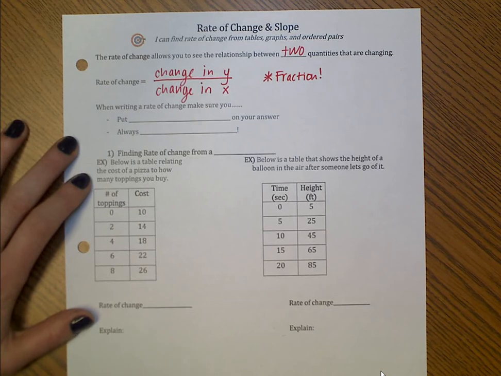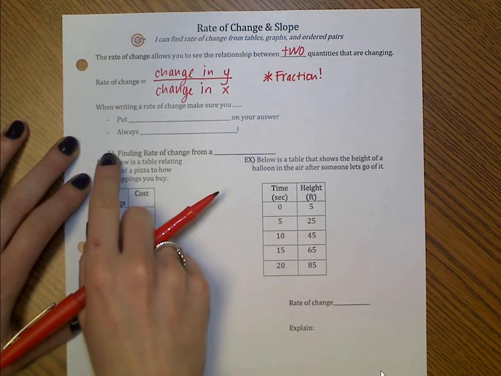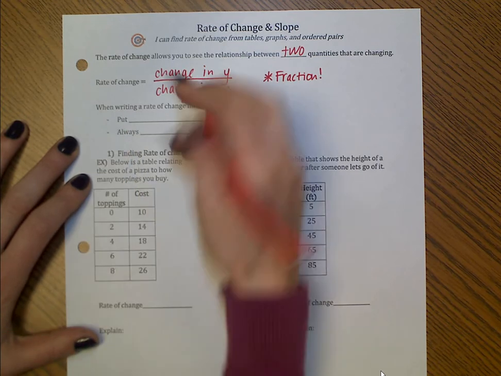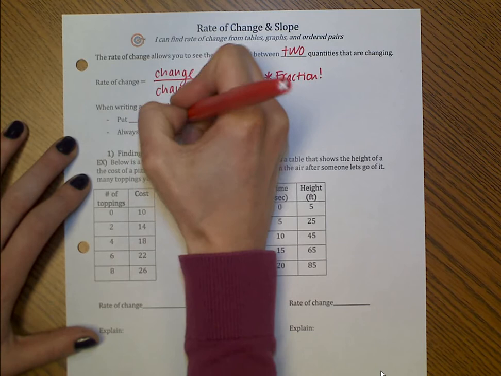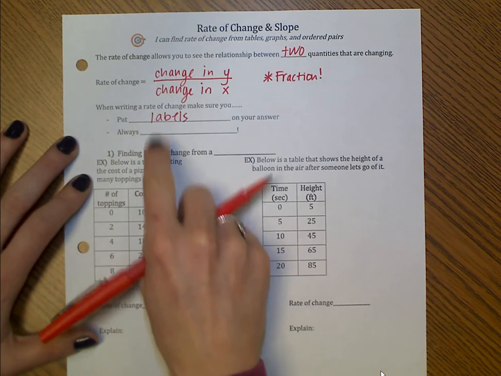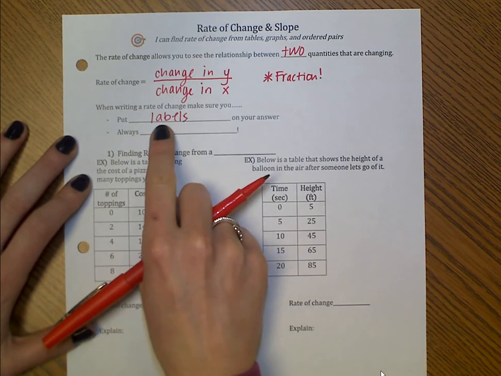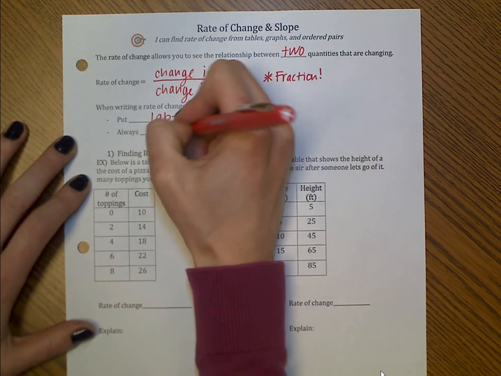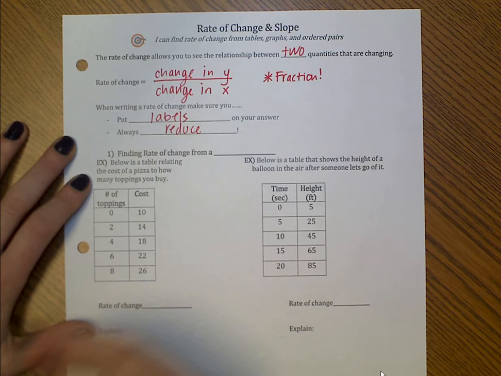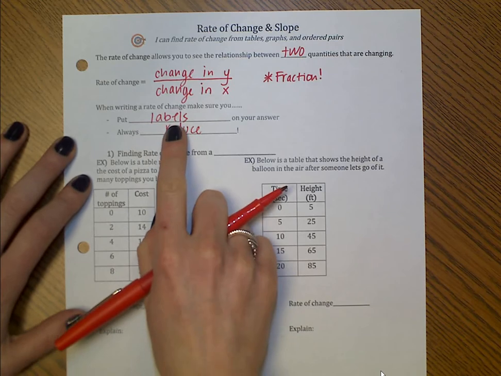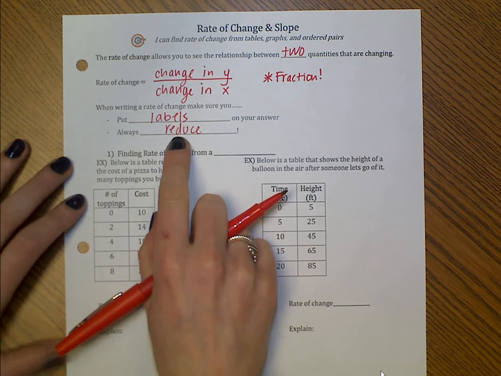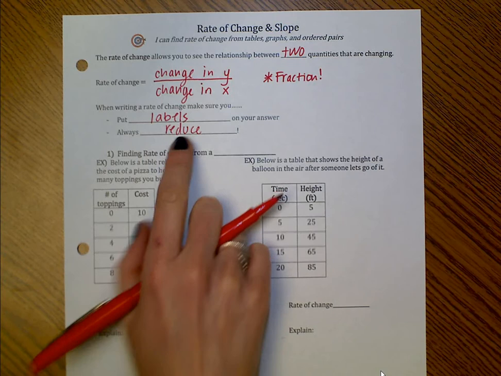Now, there's two things that I want you to note when you find the rate of change. You need to make sure to put labels, and we'll show you in the examples what that means. You need to put labels on your answer and make sure that you always reduce your fraction. The labels help us make sense of what the answer means, and reducing it makes sure that we always get the same answer as the person next to us, if we always reduce it down.